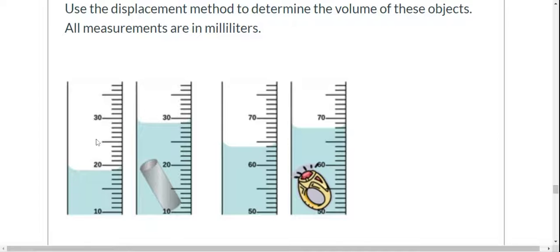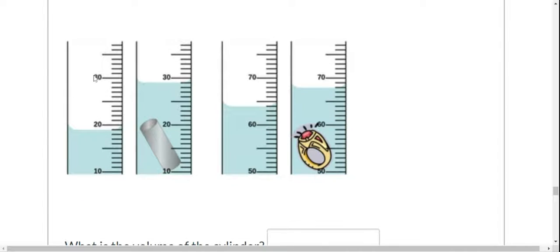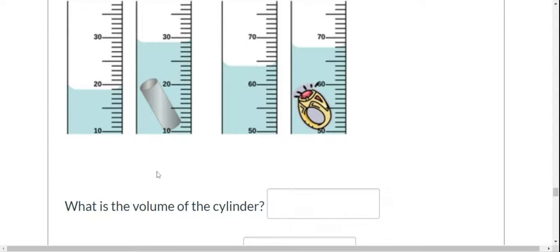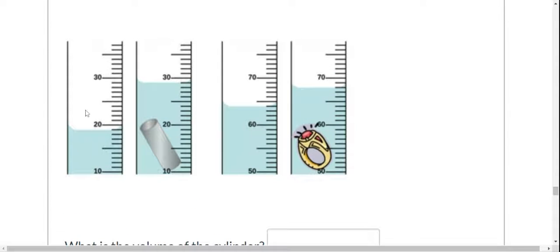And I don't know if this may have been confusing. On the makeup, I'm going to find a different question, so it'll be a little bit different. Maybe it'll be less confusing because these are graduated cylinders, and then this is a silver rod or metal rod, a cylinder of some sort. And so I called it a cylinder. And I was also hoping that you would understand that this graduated cylinder and this graduated cylinder go together, and then this graduated cylinder and this graduated cylinder go together.